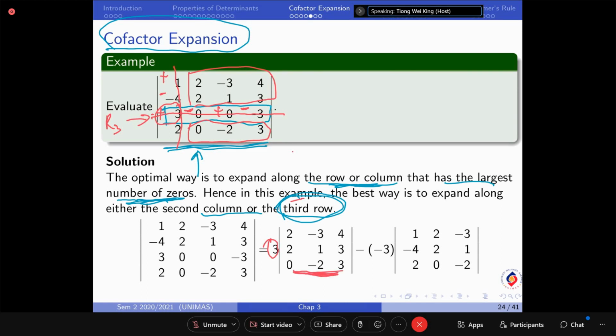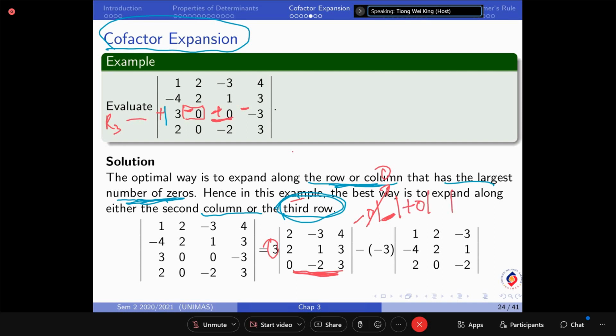Remember we have the signs plus minus plus minus. After that you continue with the second one. It's actually minus 0 times a submatrix here. Because 0 times any submatrix is always 0, we don't put it here. Then you continue with the third one, also plus 0 times a submatrix. Again this is always 0, so we don't write it in our solution.